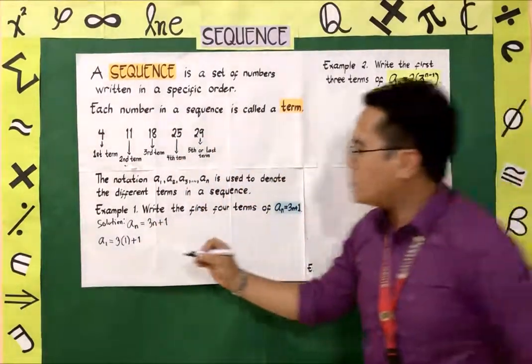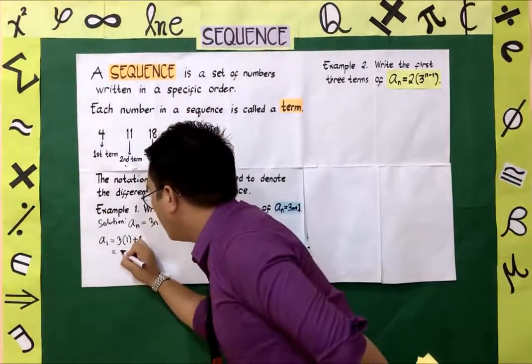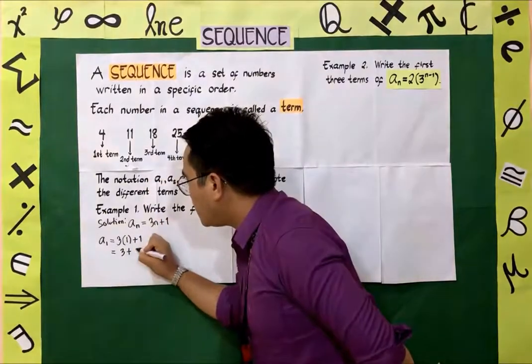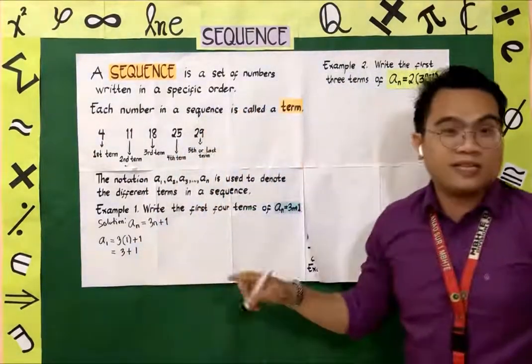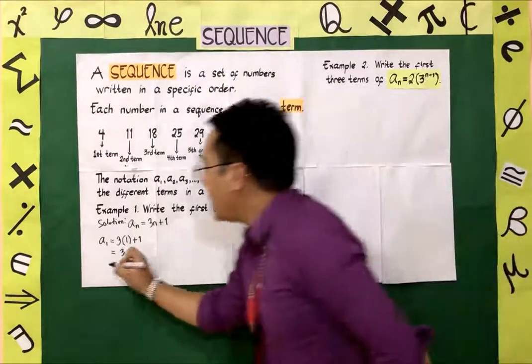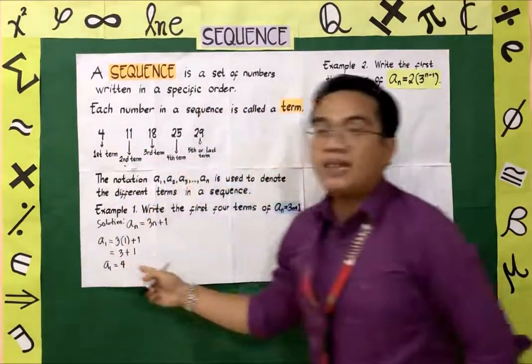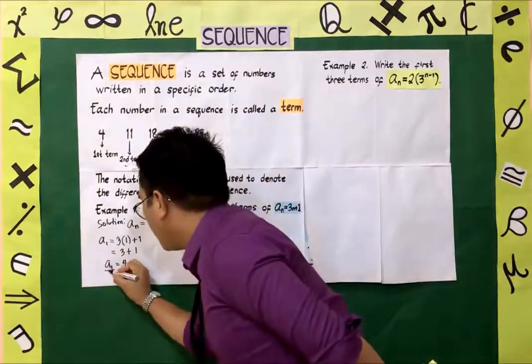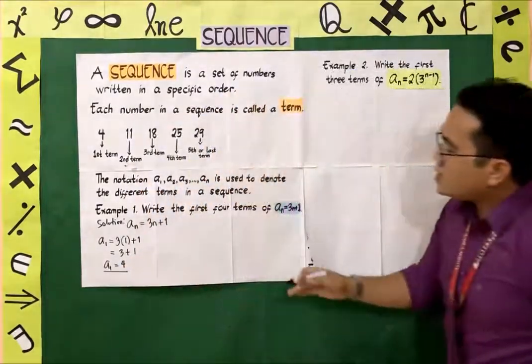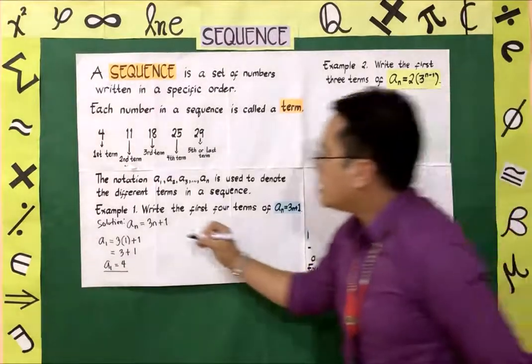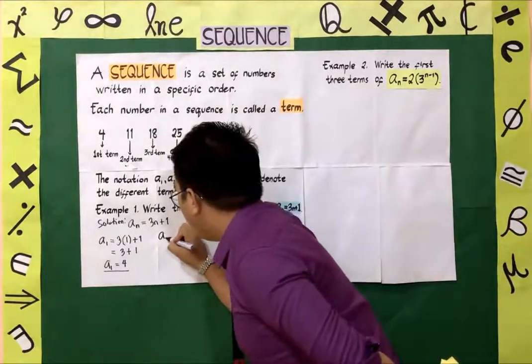So we know that 3 times 1 is just equals to 3 plus 1. So 3 plus 1 is equals to, yes, a sub 1 is equals to 4. So that is our first term. The second, let me find the second term. So we have a sub 2.